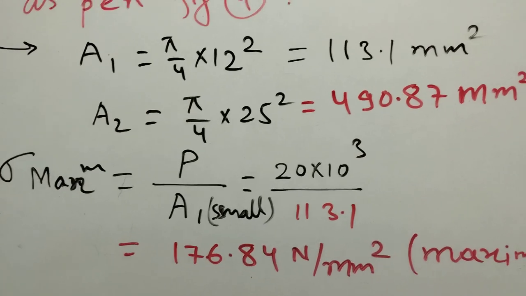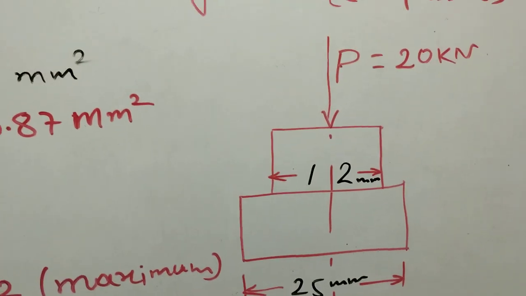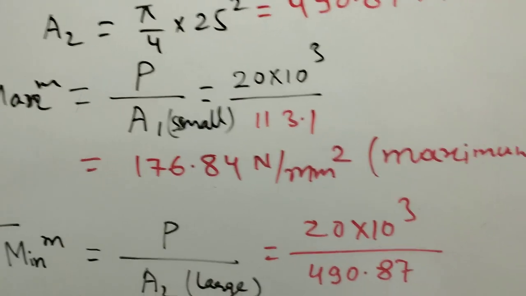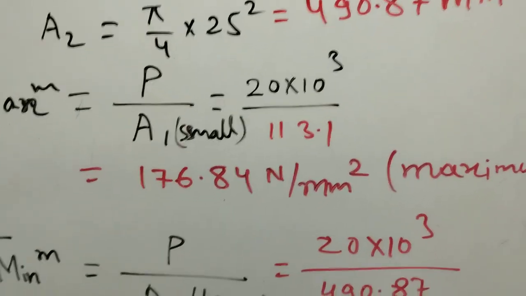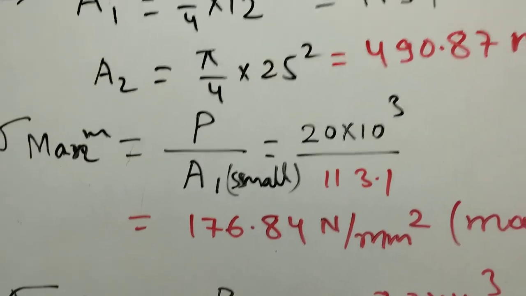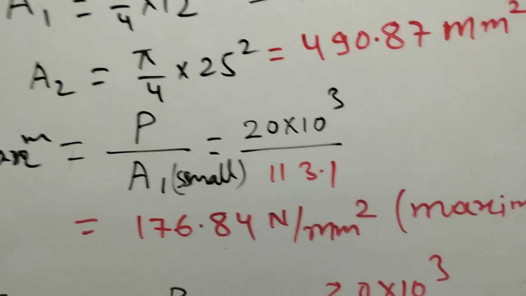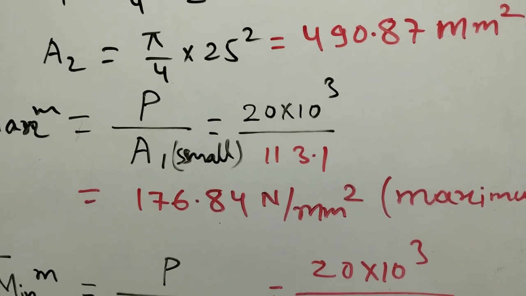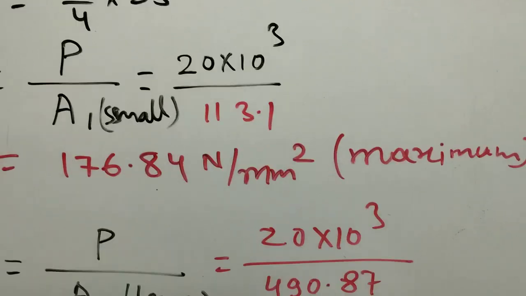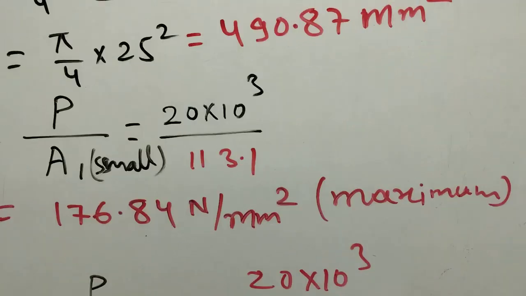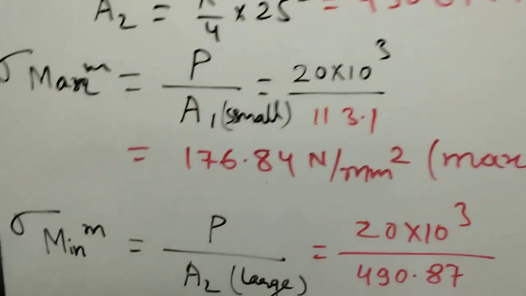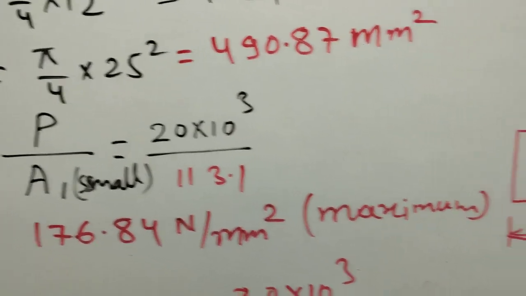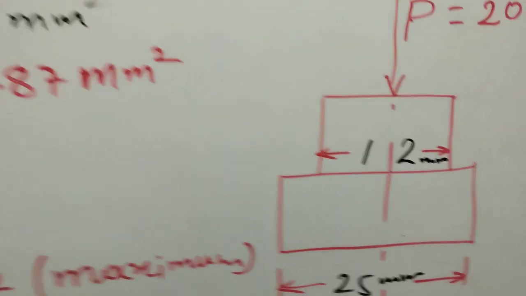Then we find out the maximum stress as per the question. Both steps are loaded by the 20 kN. Therefore, the load applied on both sections is 20 into 10 to the cube newton. The smaller area gives the maximum stress, since stress is inversely proportional to area. The area is the lowest value and the load is the same in both cases. Therefore, we get the result of 176.84 Newton per millimeter square. This value is the maximum stress developed on the stepped bar.